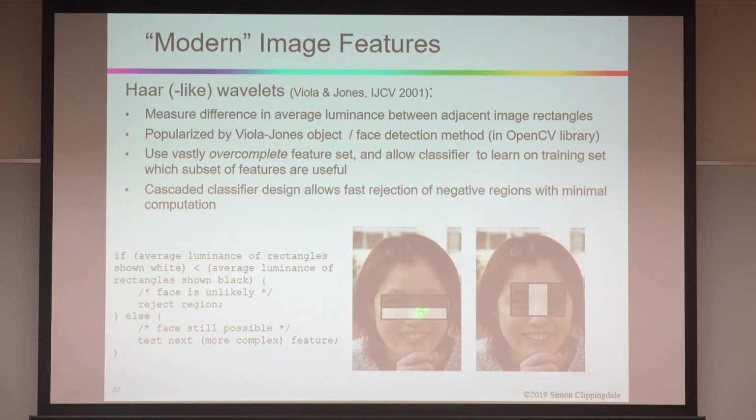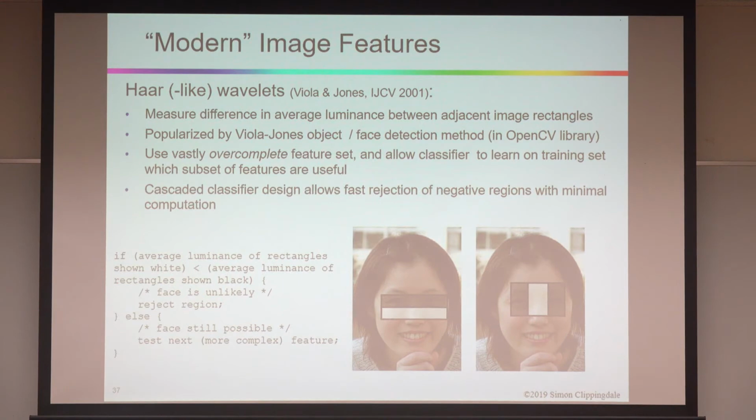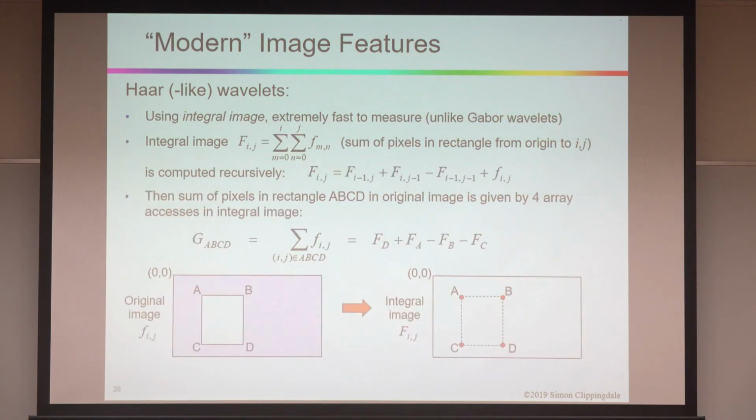If it passes that test, then you go on to the next, more complicated feature. For example, is this region here lighter than the average of these two, or whatever? And these features get more complicated until you are reasonably confident that you have a face. One of the advantages of these very simple features is they're very quick to compute.